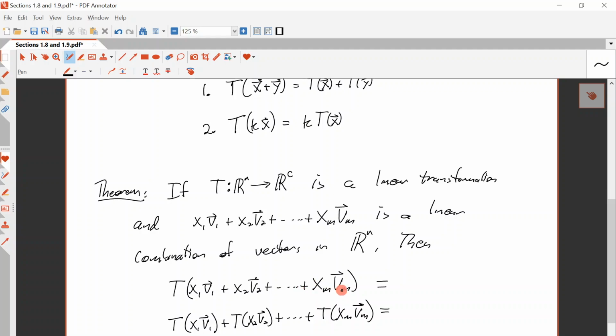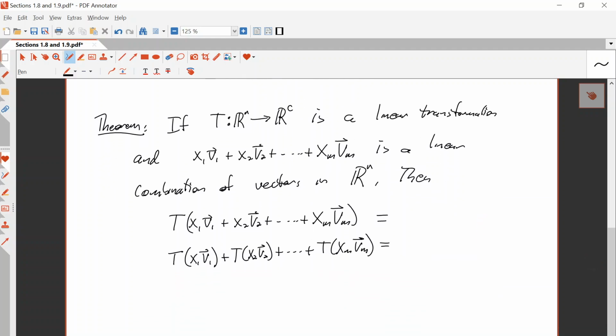Whether it's 2 terms, 3 terms, 4 terms, 5 terms, or more, you can break it up, because a sum of more than 2 terms is 1 term plus the rest. And then the rest is the second term plus the rest again. So you just keep applying that addition property, and then you can always factor the scalars out: x1 T(v1) plus x2 T(v2) plus xm T(vm).